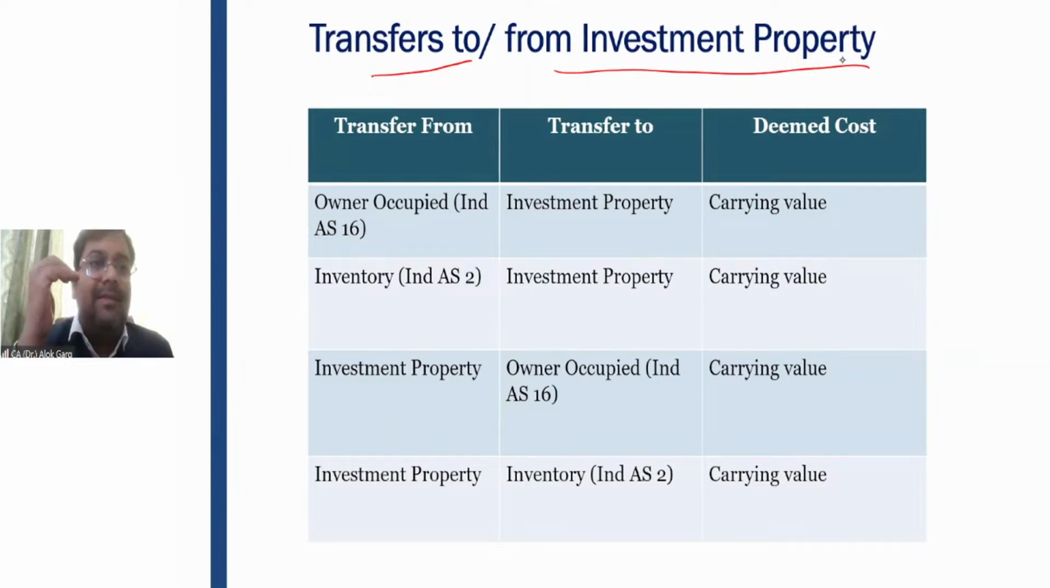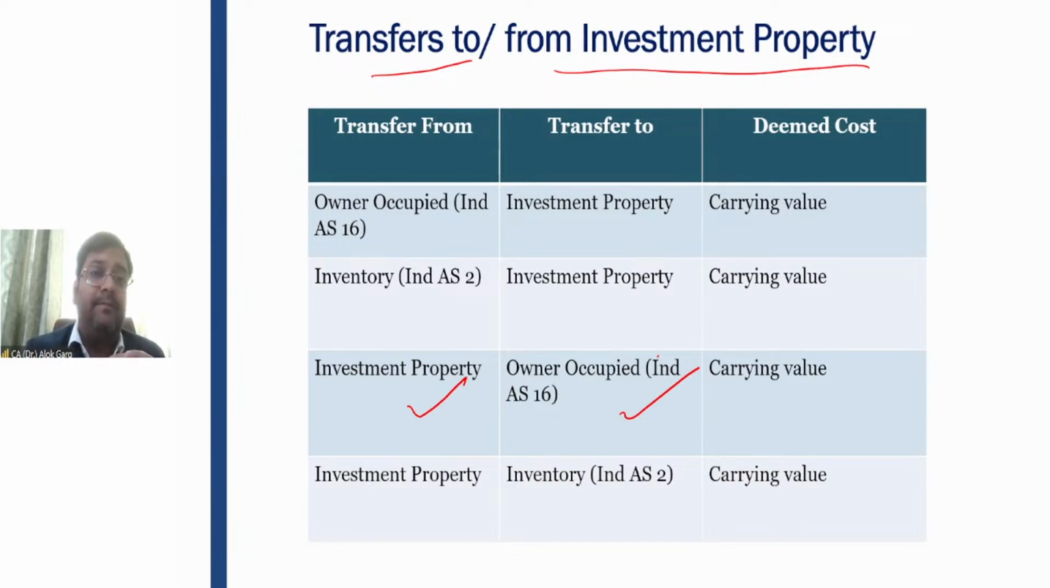So in this case, the intent of the company, the objective of the company has shifted from rental to business purposes. So friends, tell me, if the objective has changed, the nature of use has changed, so it will change from investment property to owner occupied property, which is property, plant and equipment, right? Earlier my intent was either capital appreciation or earning rental. But now my intent is to use that building in my business. So the moment I'm using that building in my business, it will become property, plant and equipment, right?